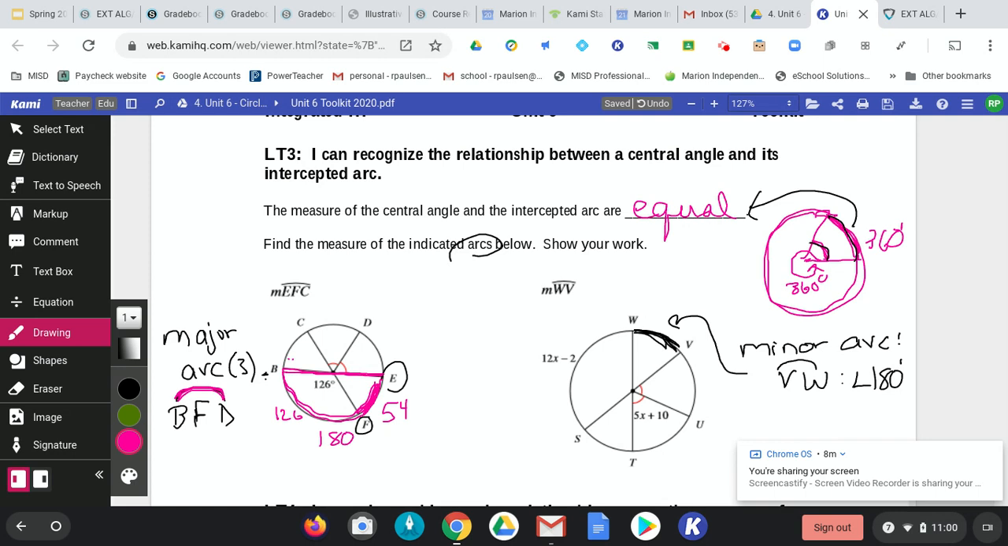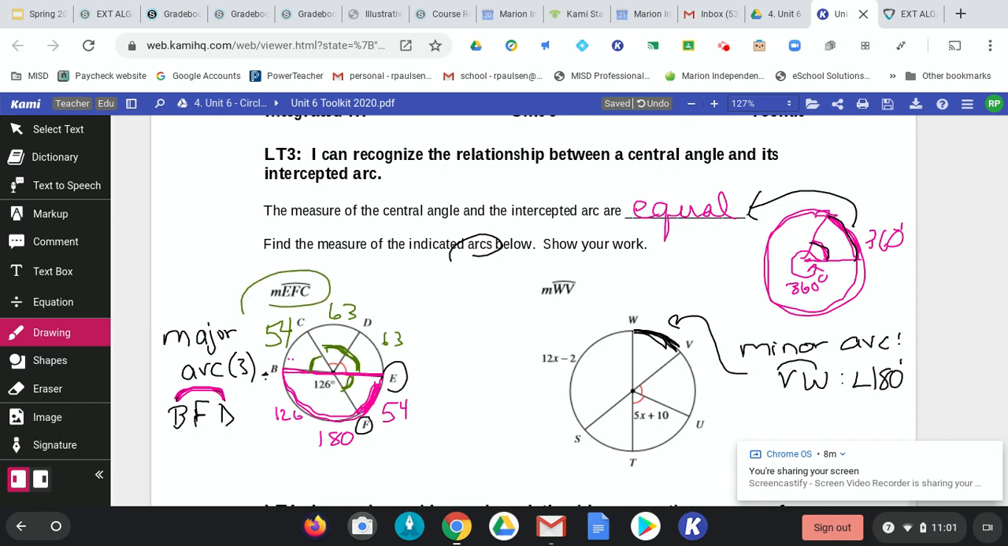In this one, vertical angles become a key part. So that angle and that angle are the same, making this one also 54. And that means this one in here is 126, the two of them. Cut in half makes each of those angles 63. And then you can add things up.